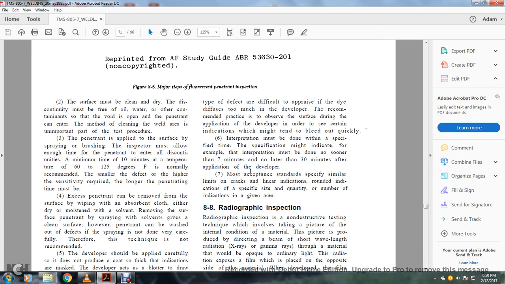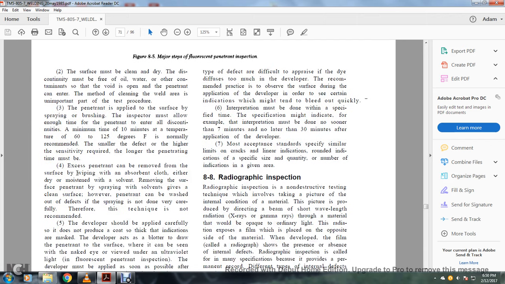Next, the penetrant is applied to the surface by spraying or brushing, and the inspector must allow enough time for the penetrant to enter the discontinuity. A minimum time of 10 minutes at a temperature of 60 to 125 degrees is normally recommended. For smaller defects, or where higher sensitivity is required, the penetrant dwell time must be longer.